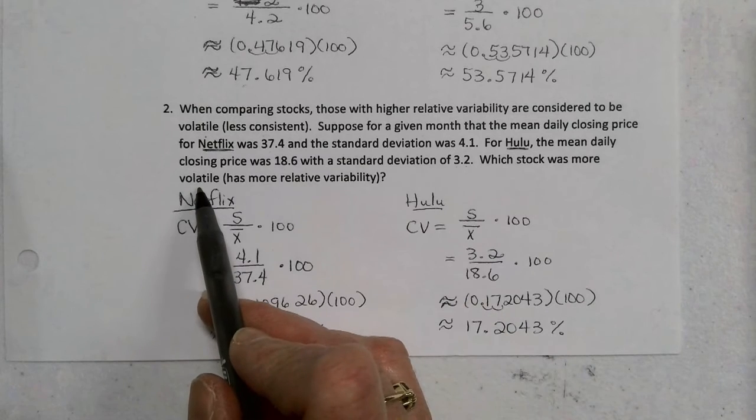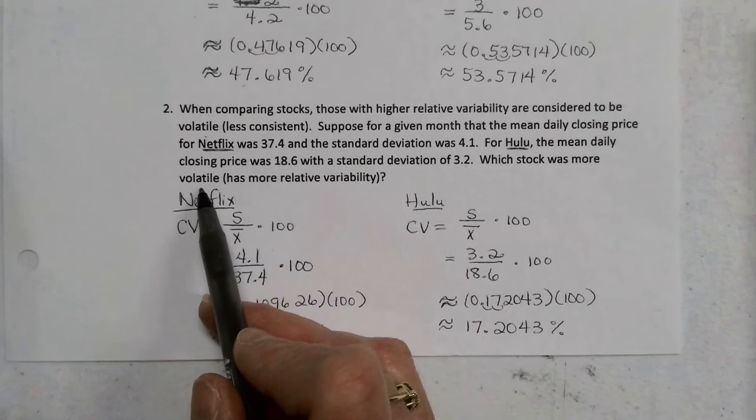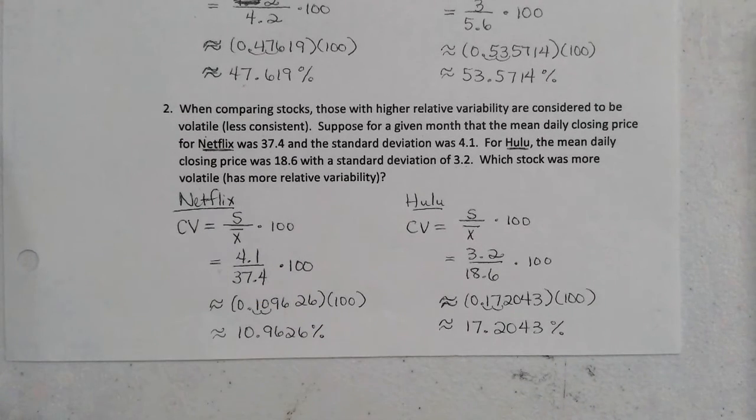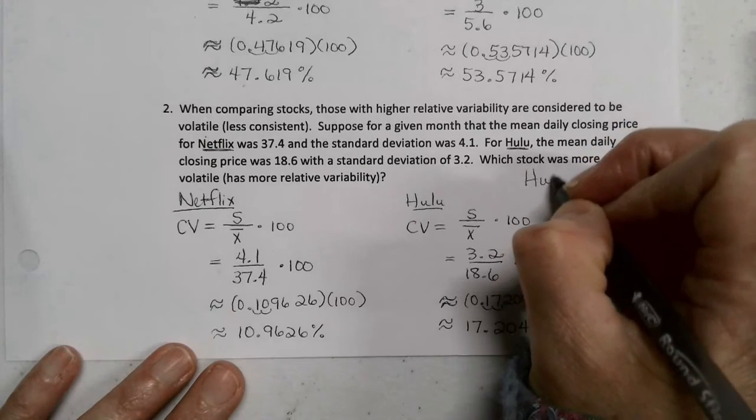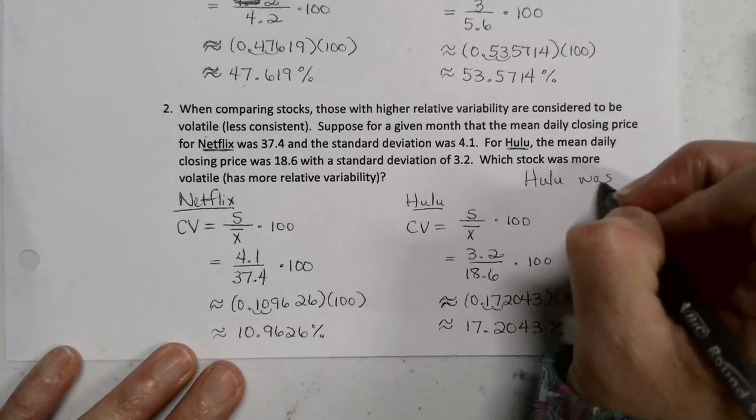Remember, I want a lower relative variability so that it will be more reliable, but this is asking which stock was more volatile. More volatile is a higher relative variability. The higher relative variability comes here with Hulu. So Hulu was more volatile.